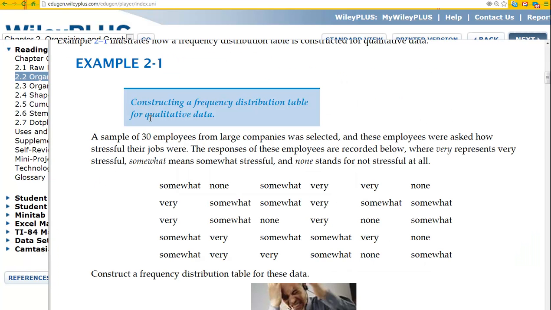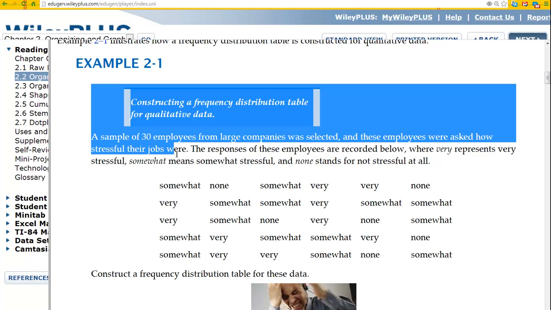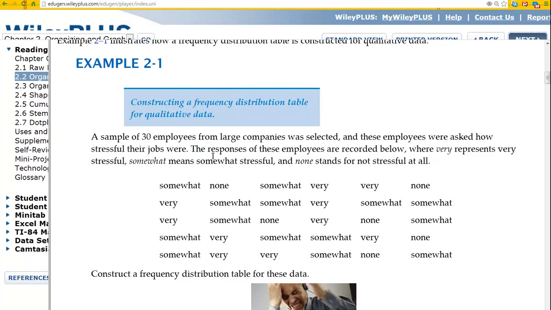So how do you make a frequency distribution table? Well, it's pretty straightforward, but suppose you have a sample of 30 employees from a large company, and you ask them how stressful their jobs are, and you don't ask them, is it 1, 2, 3, 4, 5? You don't want those kinds of answers. Rather, you let them reply by saying very stressful, somewhat stressful, none.